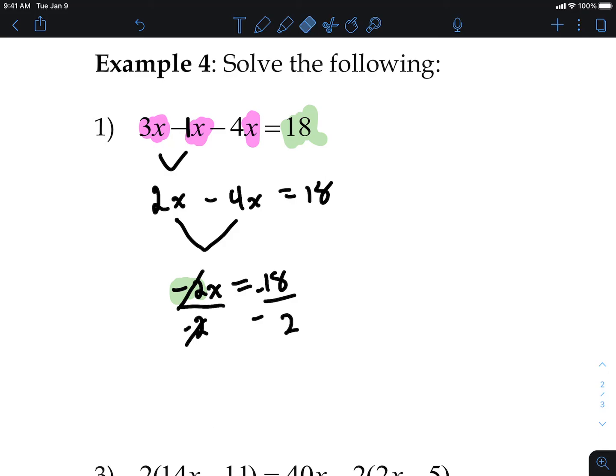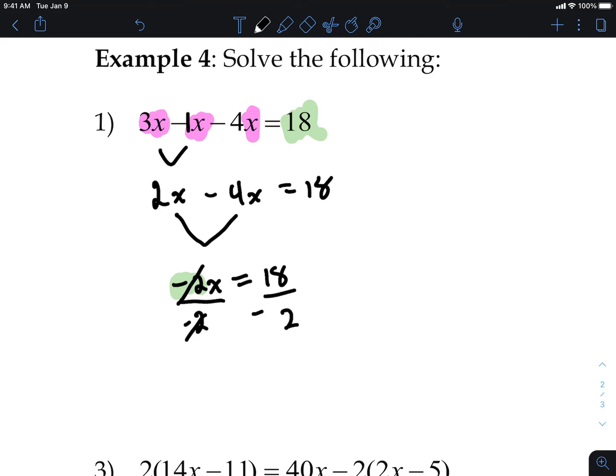But for this, it's just 18 divided by 2 with a negative on it. Okay? So 18 divided by 2 is 9 with a negative. Okay?